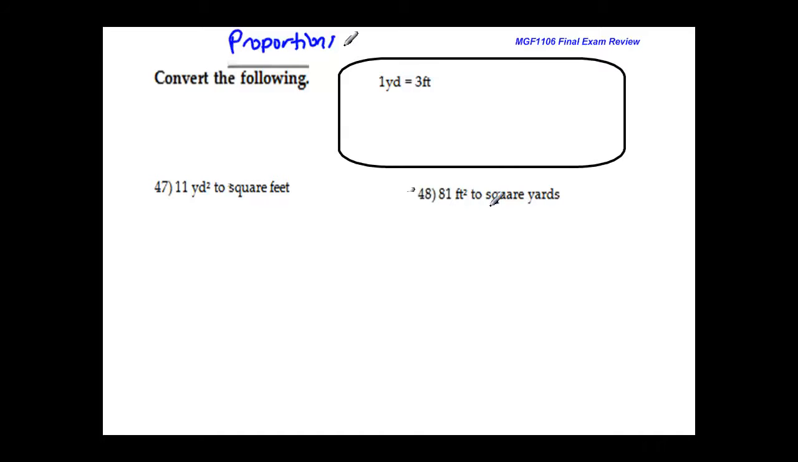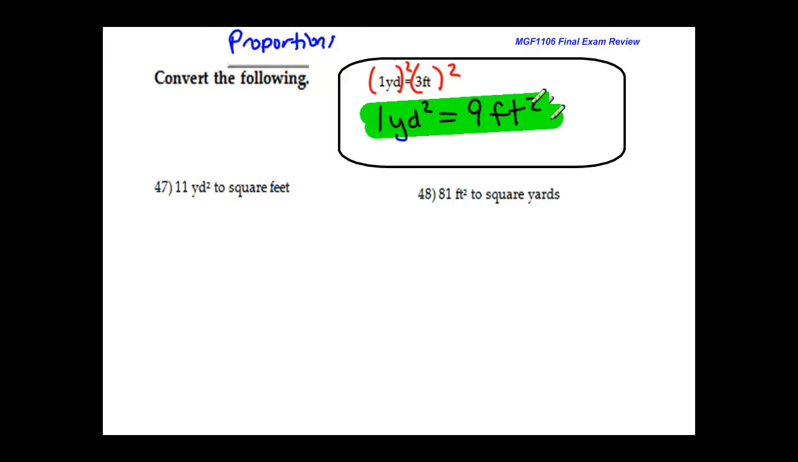No matter which technique you're using, the first step you need to do on these first 2 problems is we're dealing with squared units. So you have to have 1 yard equals 3 feet memorized. And then we are going to square both sides to get the conversion factor we need. 1 squared is 1. 3 squared is 9. So the conversion factor we will be using for 47 and 48 is 1 yard squared equals 9 feet squared.